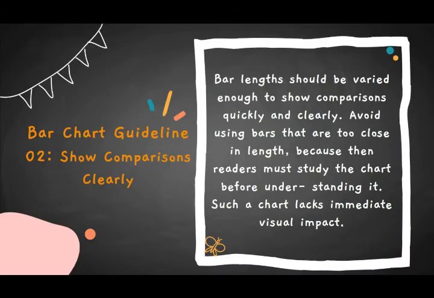The next guideline is to show comparisons clearly. Bar lengths should be varied enough to show comparisons quickly and clearly. Avoid using bars that are too close in length because then readers must study the chart before understanding it. Such a chart lacks immediate visual impact.